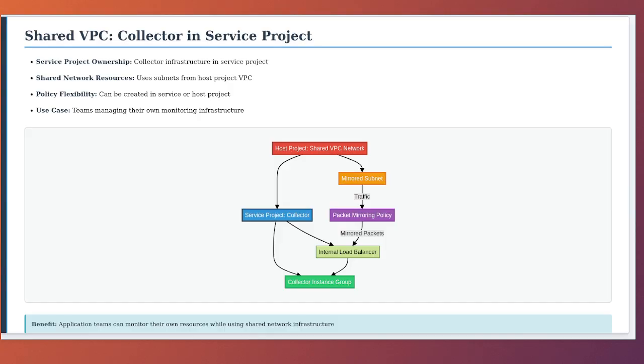The mirrored traffic flow is shown with arrows. Traffic from mirrored source instances is cloned by the packet mirroring policy, then sent to the internal load balancer, which distributes it to the collector instances in the service project.